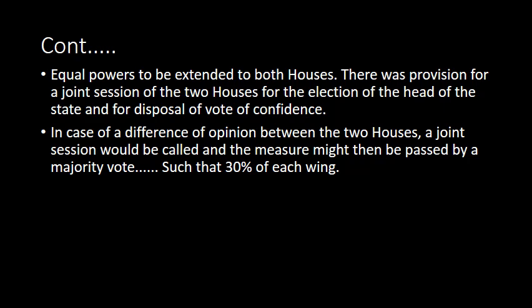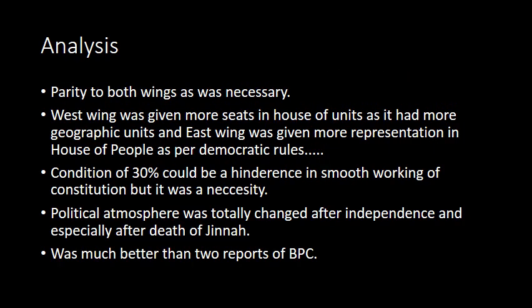And another clue was also added in the Muhammad Ali Bogra formula, which was removed before presenting it in front of the Constituent Assembly: if the head of the state was from East Pakistan, then the Prime Minister would be from West Pakistan and vice versa. But this was removed before presenting in front of the Constituent Assembly. This formula shows a parity between both wings, which was very necessary, like equal representation from both wings. And regarding language as well, it was said that there will be two national languages of Pakistan.